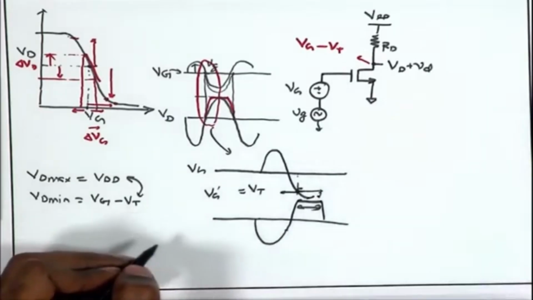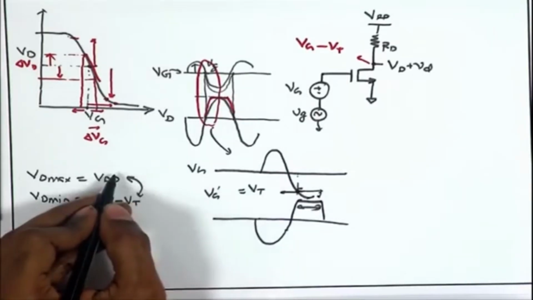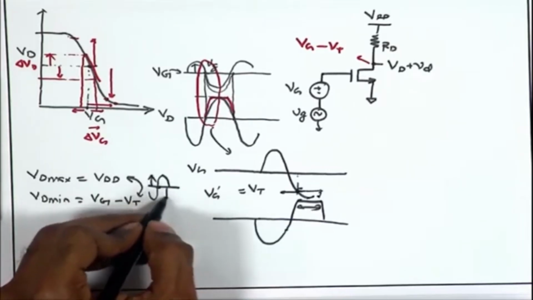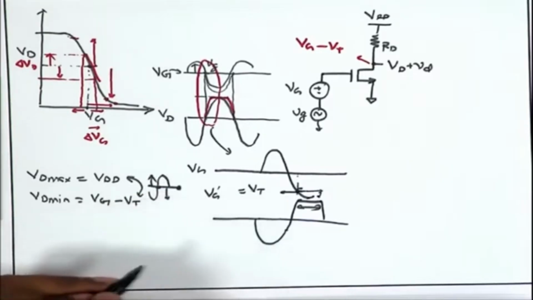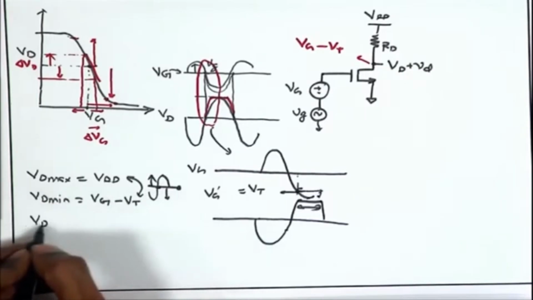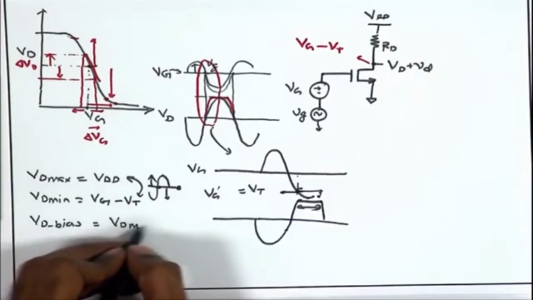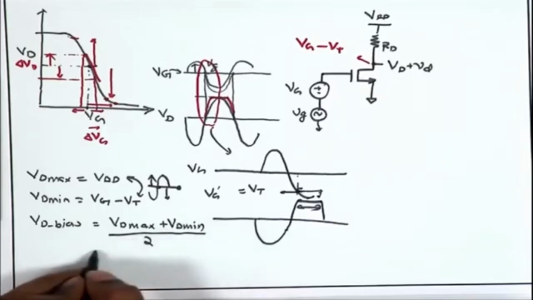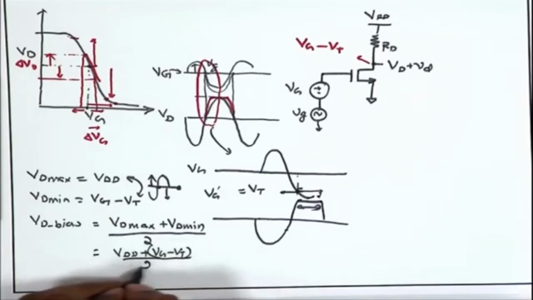If I want a sinusoid signal at the output so that it can have symmetric swing on both sides, meaning the peak to peak signal is symmetric across a DC point, I want equal room for the signal on the positive side as well as the negative side with respect to the DC bias point. So, what is the point we will choose? That will be the midpoint between these two extremes. So, Vd bias should be equal to Vd max plus Vd min by 2, which in this case is VDD plus Vg minus Vt by 2.